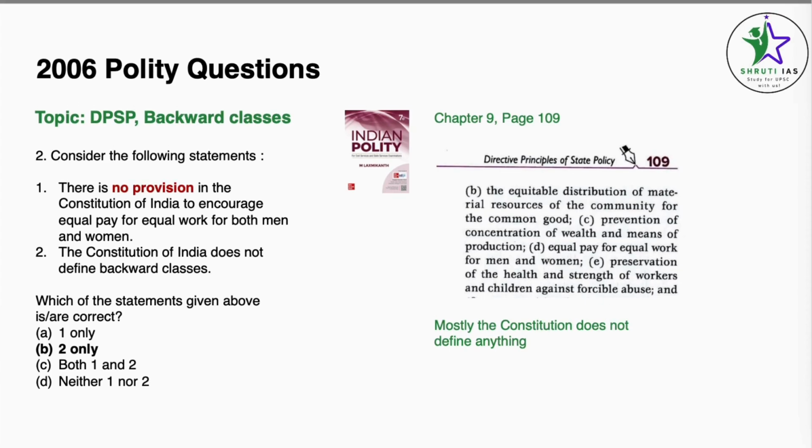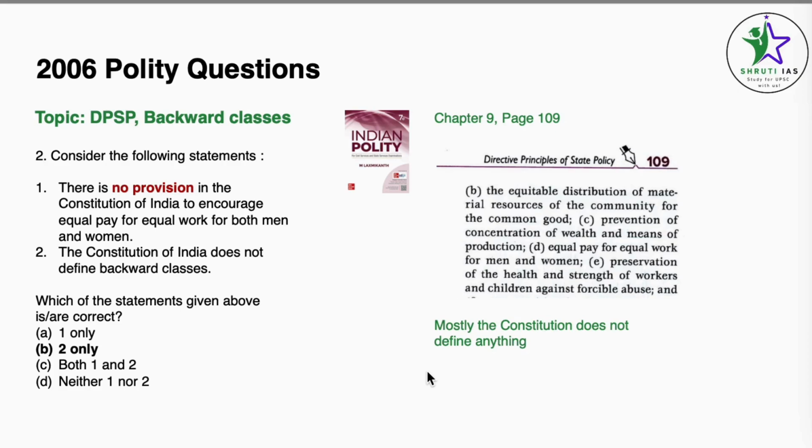Question number 2 says, point number 1: there is no provision in the Constitution of India to encourage equal pay for equal work for both men and women. Point number 2: the Constitution of India does not define backward classes. So for this question, we can come to chapter number 9, Directive Principles of State Policy, page number 109. Here, under Article 39D, we can see it is written equal pay for equal work of men and women. So statement 1 becomes incorrect. There is provision in the Constitution of India to encourage equal pay for equal work for both men and women.